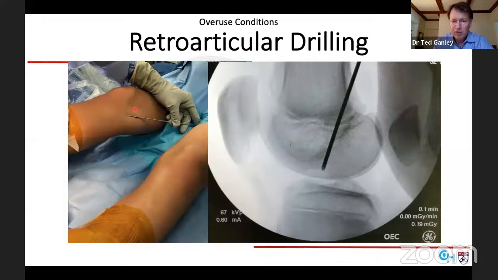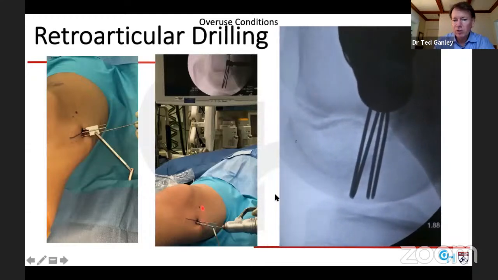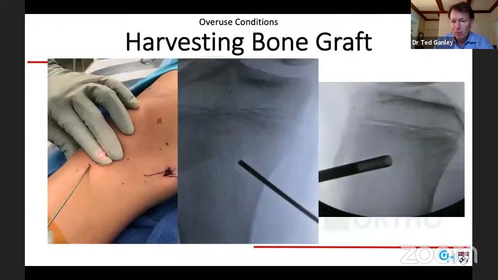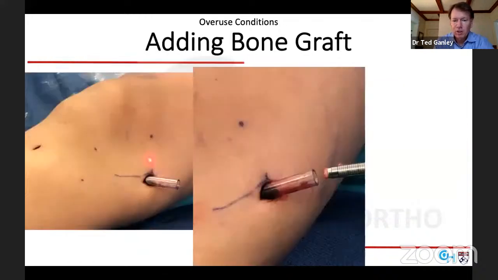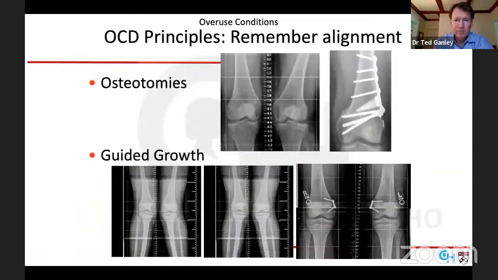But again, if they have a compelling reason, such as larger cysts, you can even add bone. So retroarticular drilling gives you the advantage of drilling alone or changing course mid-procedure to add bone graft. You can take that from the proximal tibia, distal femur, or iliac crest, and you can over-drill and simply take bone from other parts and add it from the back, as opposed to transarticular drilling or addition of bone graft, which we typically use in trapdoor lesions.